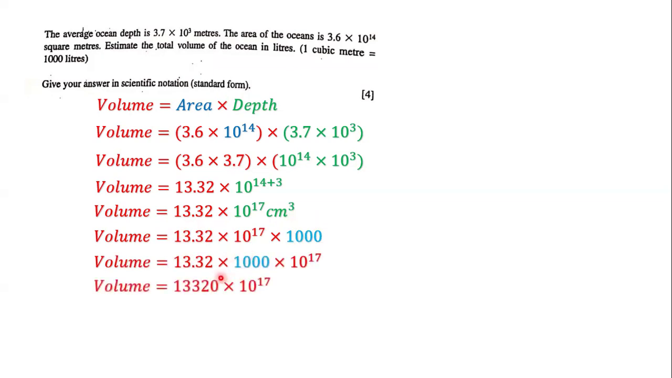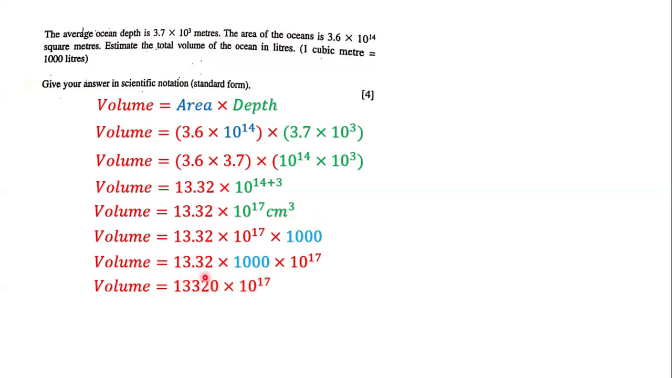13.32 multiplied by 1,000 gives us 13,320 times 10 to the power 17. But we have to express this in scientific notation.